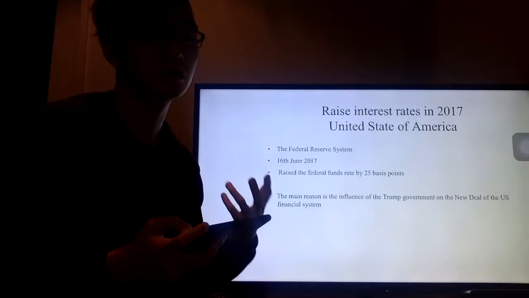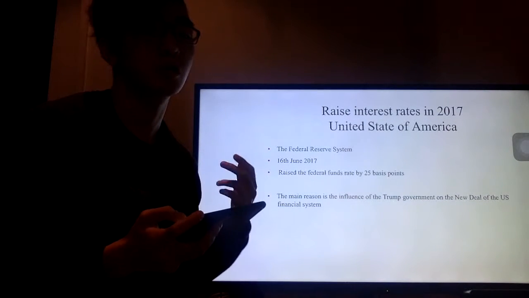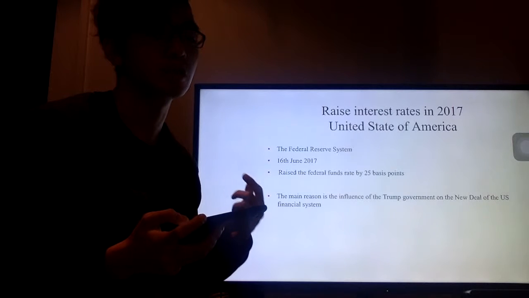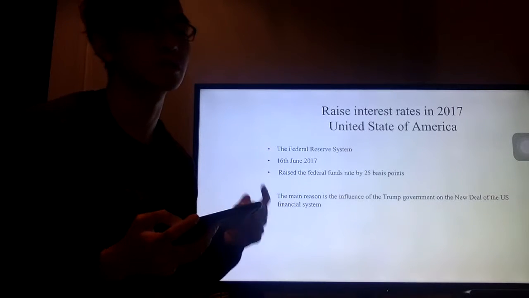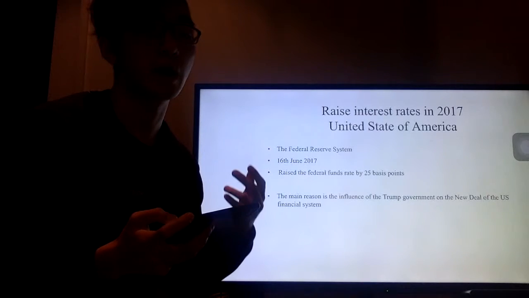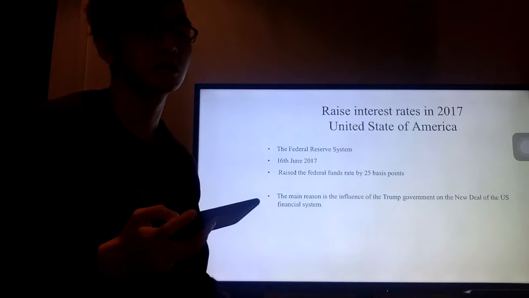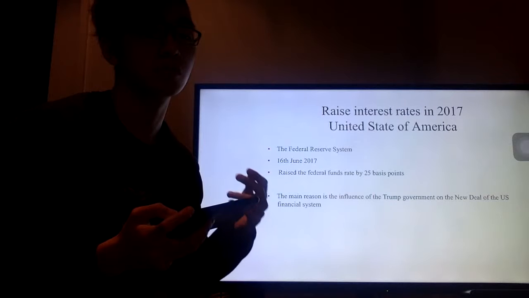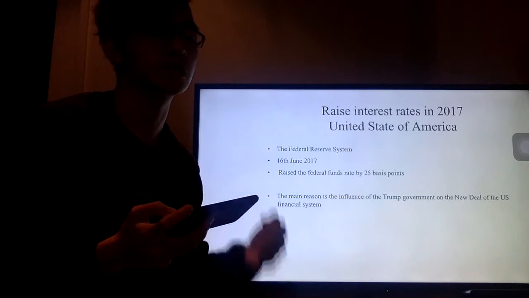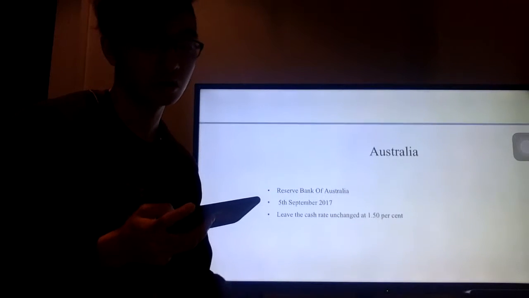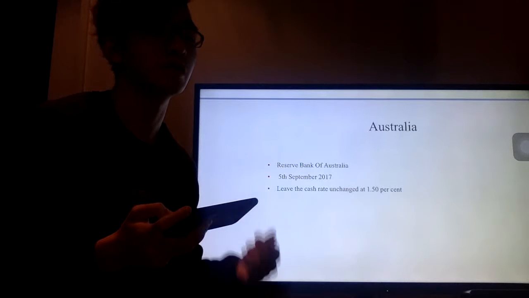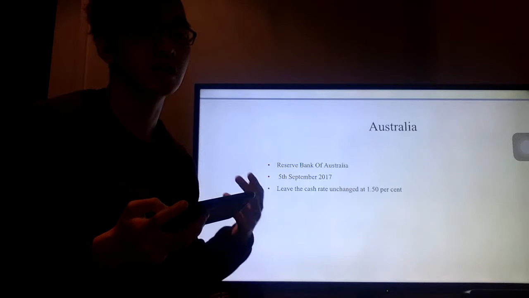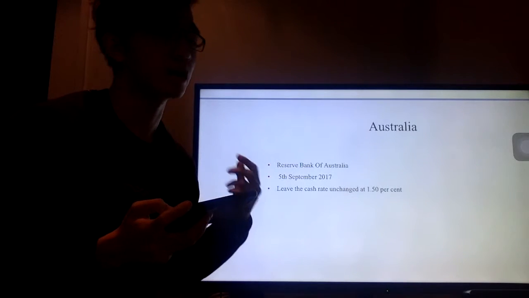On 16th June 2017, the Federal Reserve System decided to raise the federal funds rate by 25 basis points. The main reason is the influence of the Trump government on the New Deal of the U.S. financial system. Also, on 5th September 2017, the RBA decided to leave the cash rate unchanged at 1.5%.